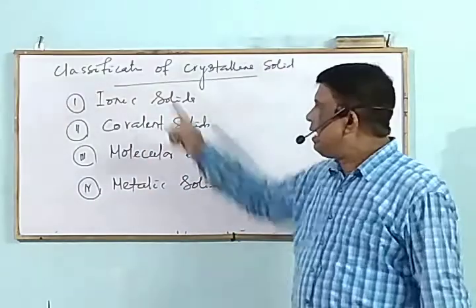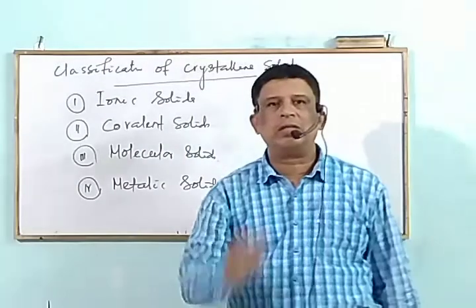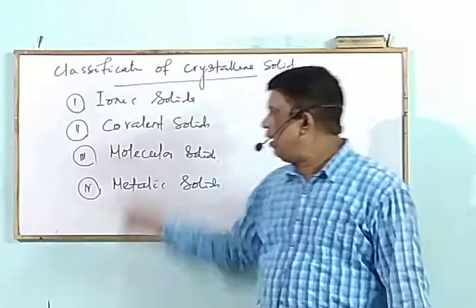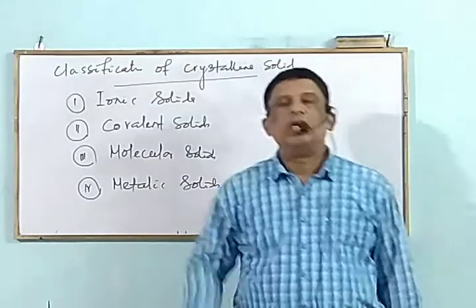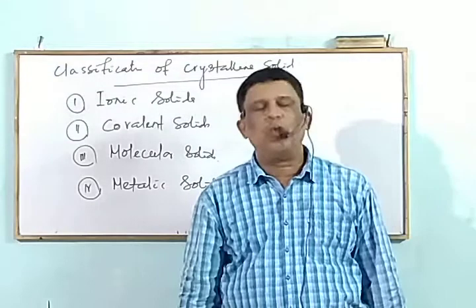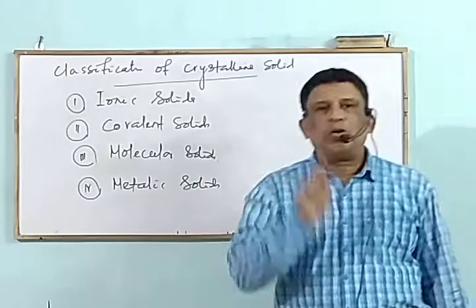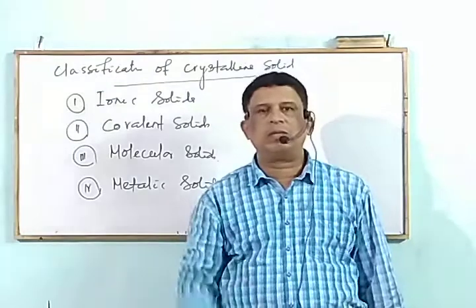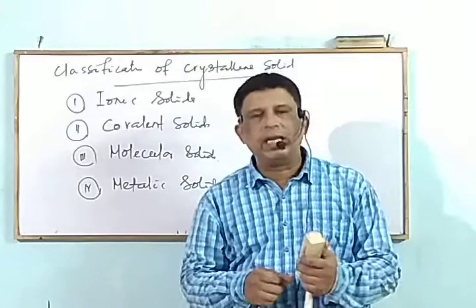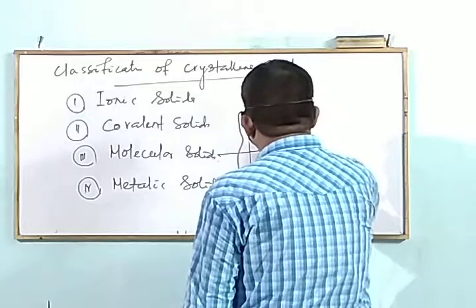Mark that. In case of ionic solid, the constituent particles are oppositely charged ions held together by electrostatic forces of attraction. While in case of covalent solid, the constituent particles are non-metal atoms held together by strong covalent bond. In case of molecular solid, the constituent particles are molecules. Again, depending upon the magnitude of forces, molecular solid is classified into 3 types.